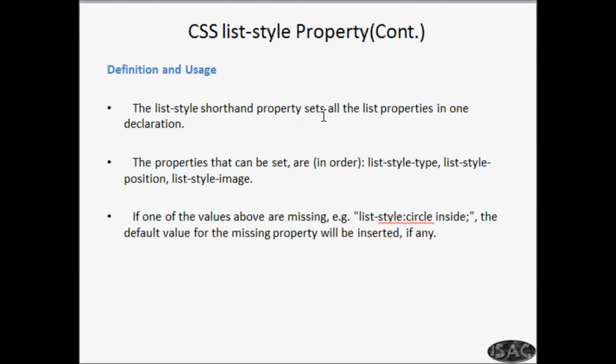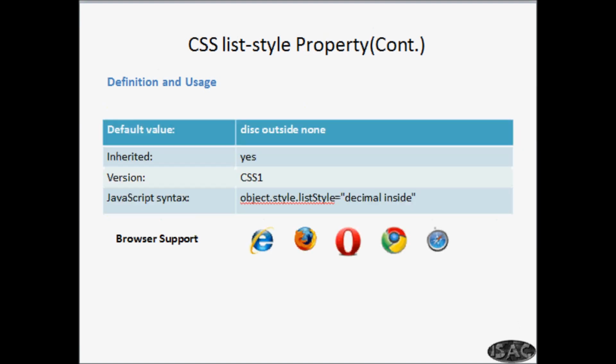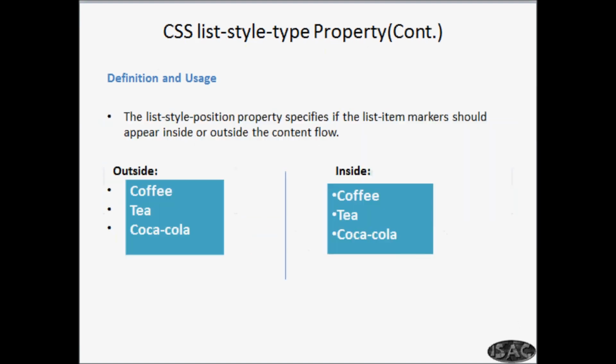The list-style shorthand property sets all the list properties in one declaration. The properties that can be set are list-style-type, list-style-position, and list-style-image. That is the order, right? So just give a type, like square or circle, then position inside or outside, and then the image, right? If one of the values is missing, for example list-style circle inside, the default value for the missing property will be inserted. So circle inside will be the default value, and support is there throughout the browsers, right?